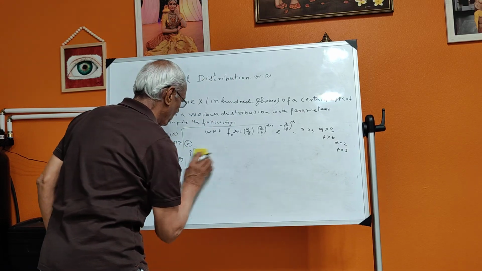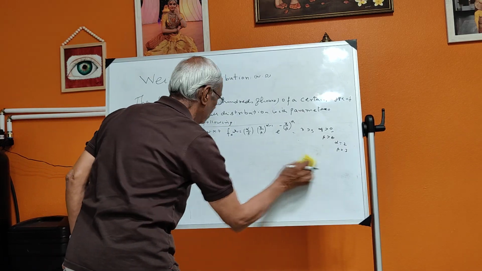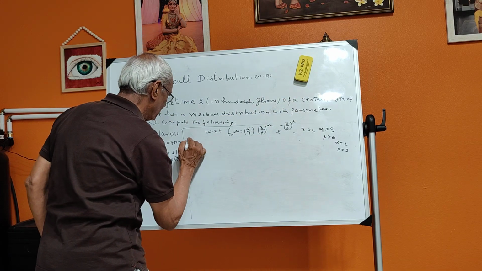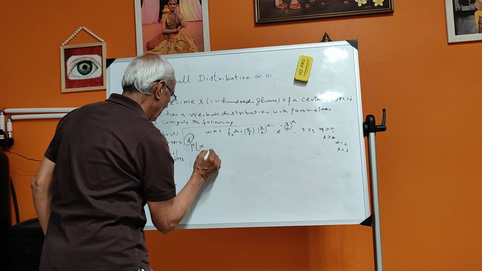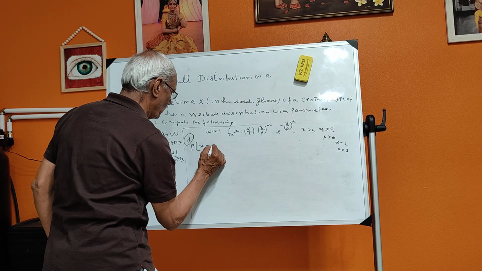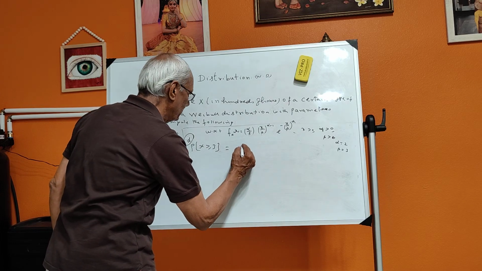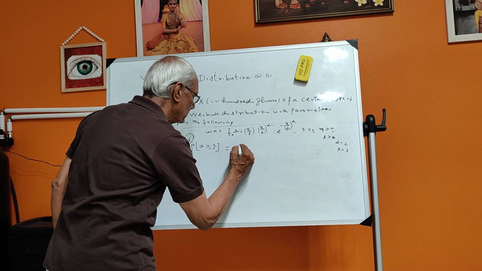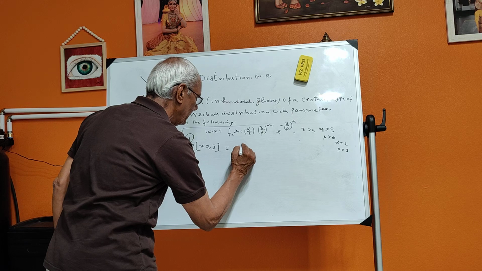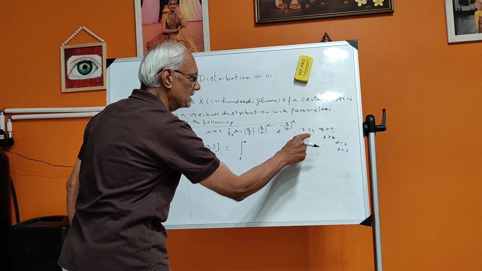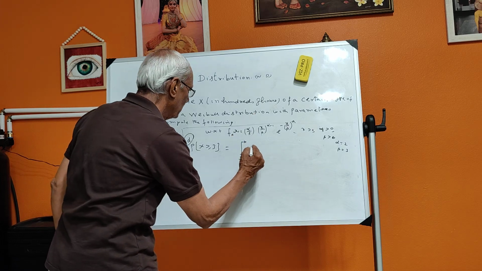What is the last problem in this? So, in this problem, the last one, you see that P of X is greater than or equal to 3. So x greater than or equal to 3 means you can write this as an integral from 3 to infinity, because here x is greater than 0, so it goes from 3 to infinity.